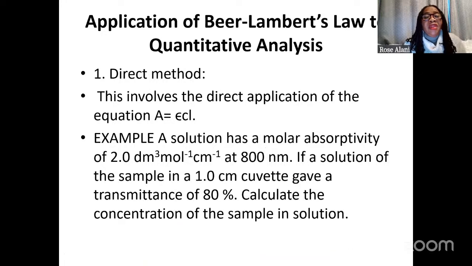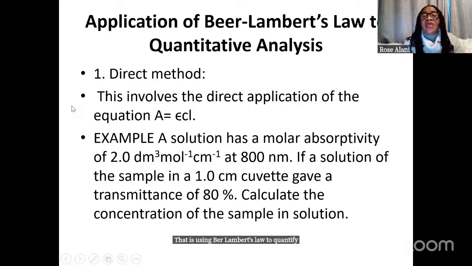So what are the applications of UV-Vis spectrophotometry? That is using Beer-Lambert's law to carry out quantitative analysis. The direct method is one. This involves the direct application of the equation A is equal to ECL.